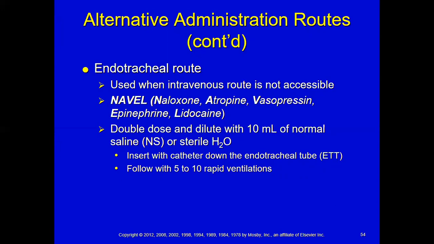You're going to flush it down the ET tube, put your med down there, and then flush with 10 cc's, and then 5 to 10 nice rapid ventilations. You're trying to push that med into the lung. So this is the one time you are going to bag faster than that, 12 times a minute. All right. So just make sure you know that.